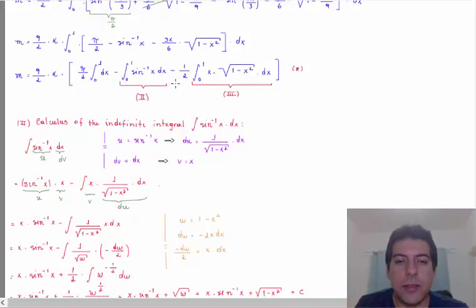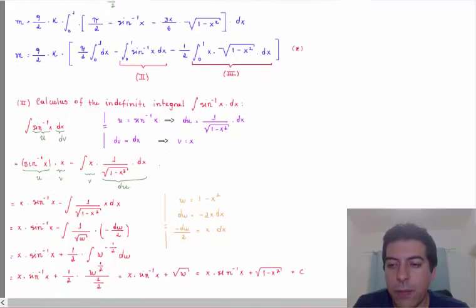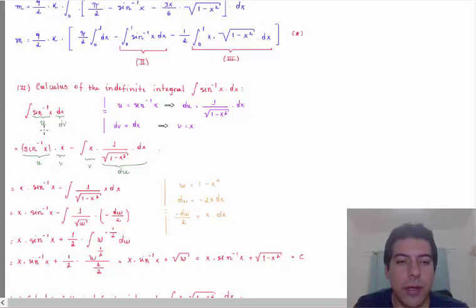So we call this integral right here integral 2 and this integral 3, and we'll perform the calculations of the indefinite integrals 2 and 3, and after that we'll substitute the results in the equation that we'll call star. So let's perform the integral 2. The integral 2 is the integral of sine minus 1 of x dx. We will perform the integration by parts right here.